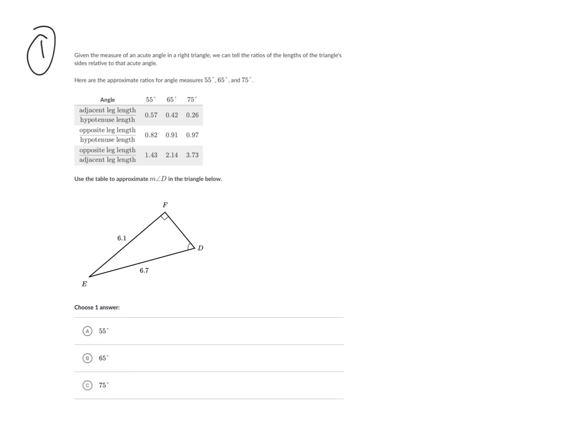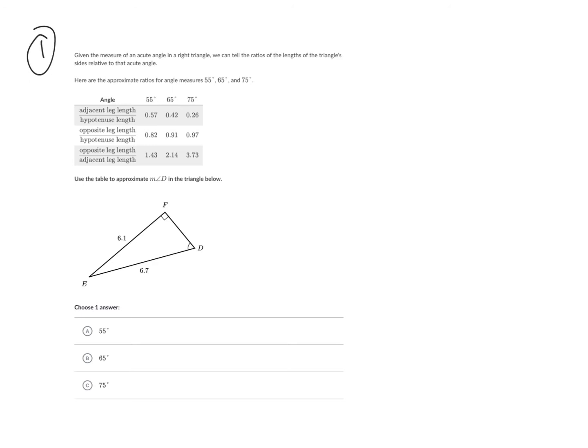This was actually supposed to come before the assignment we did on Friday, where we learned about the different trigonometric ratios. This is very similar. We're going to have to figure out the adjacent, opposite, and hypotenuse sides and use that to answer the different questions.